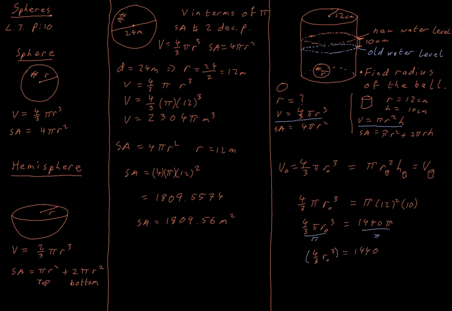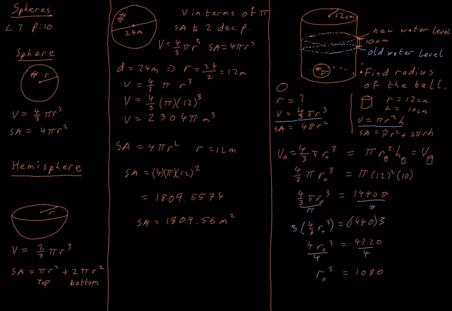Multiply both sides by 3 to get rid of the 3 down here, because we have our r0 cubed divided by 3. And then divide by 4. Pardon the jump. And then we need to take the cube root of both sides. And when we take the cube root of both sides on our calculator, we get 10.2598, and we usually round to 2 decimal places if we're not told to do otherwise. And that's what we need for now.